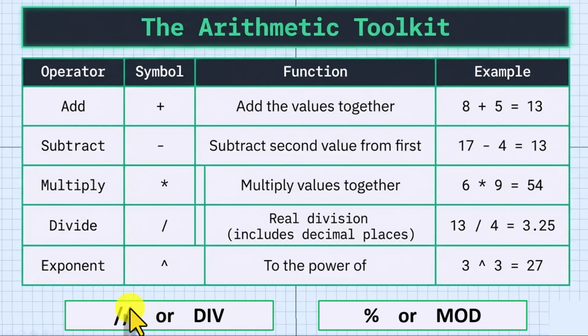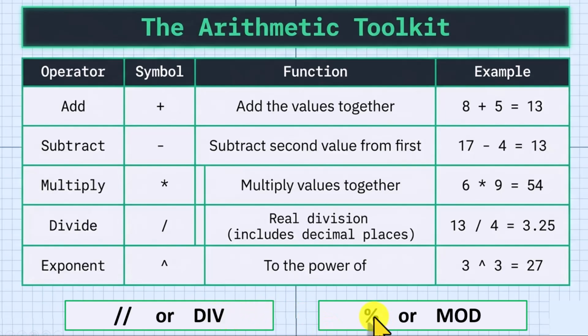The first one is the forward slash or the word div. In pseudocode or flowchart, you can use them. And what does it do? That is floor division or integer division. It performs a division, and after that does not save the decimal part of the result. Simply the whole number.